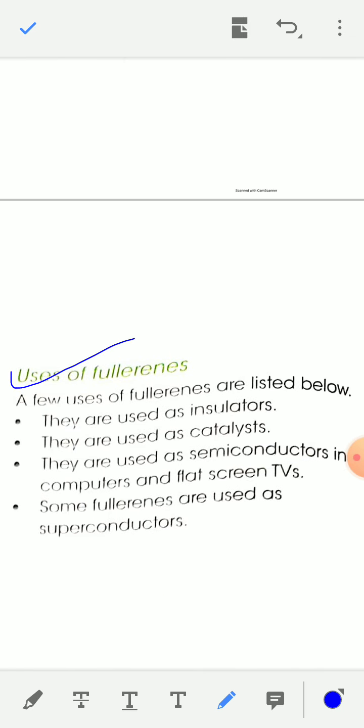Now use of fullerene. They are used as insulator. They are used as catalyst. They are used as semiconductor in computers and flat screen TVs. And some fullerenes are used as superconductor. These are some important uses of fullerenes.